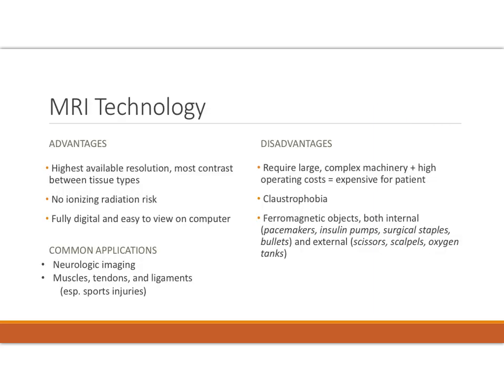All right, and so then to wrap up MRI technology, we've got our pros and cons. This is the best resolution we can get, the most detail we can get. So this is a great scan for that reason. There's also no risk of radiation. Right? This is just magnets. So usually we see fewer side effects from any kind of MRI imaging. And just like CT, it's totally digital, easy to look at on a computer.